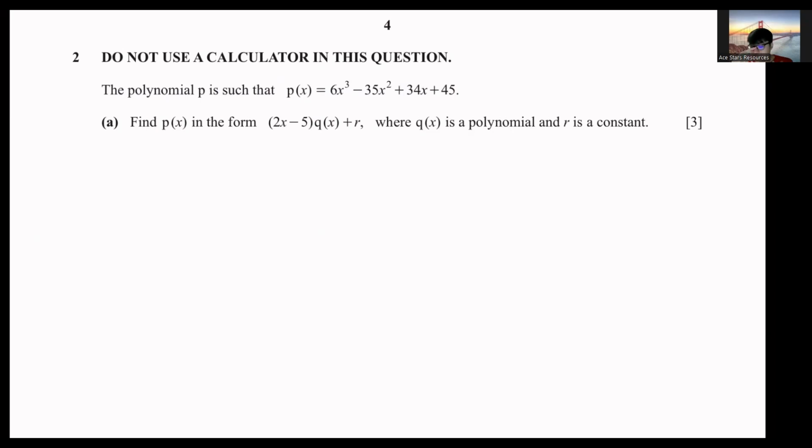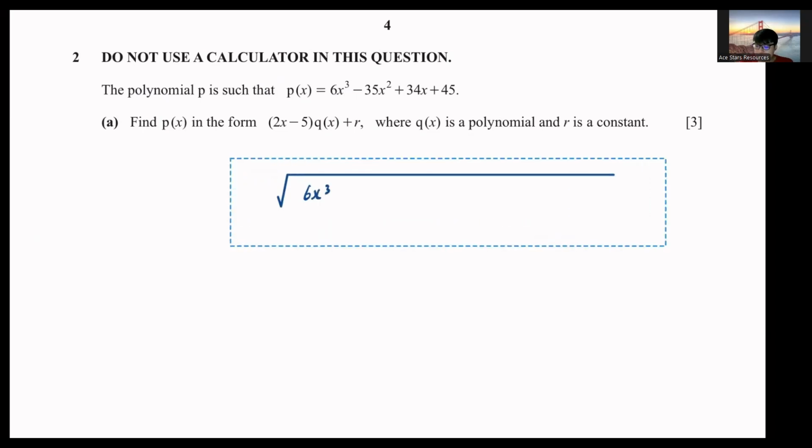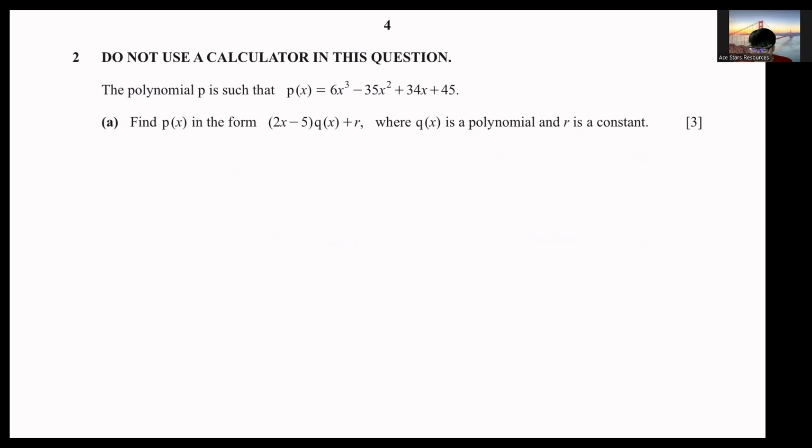Okay, let's look at question number 2. So how are we going to solve this one? This is also a polynomial question. By the way, the polynomial p is such that p(x) is 6x cubed minus 35x squared plus 34x plus 45.